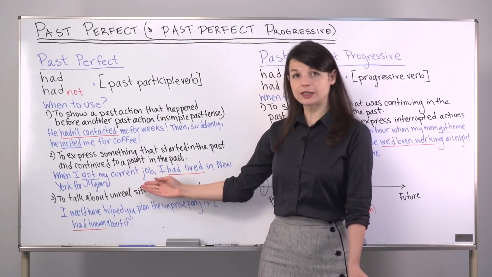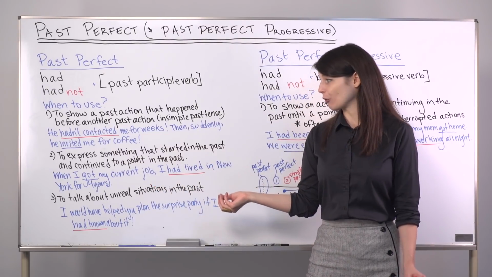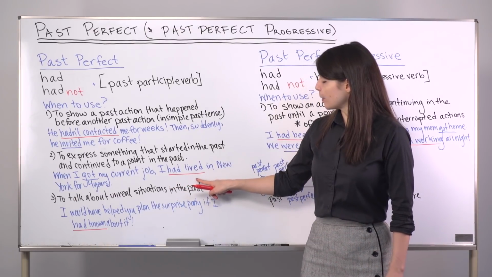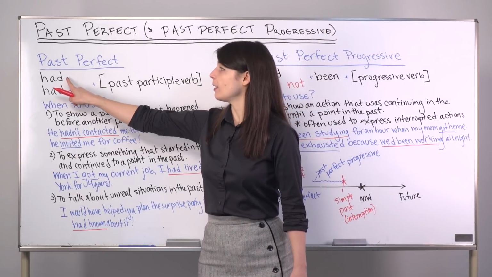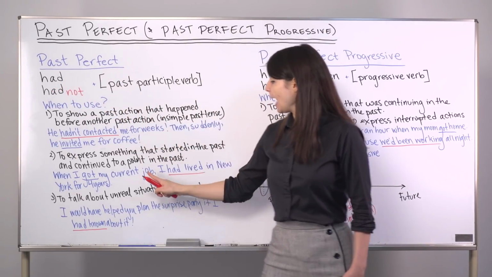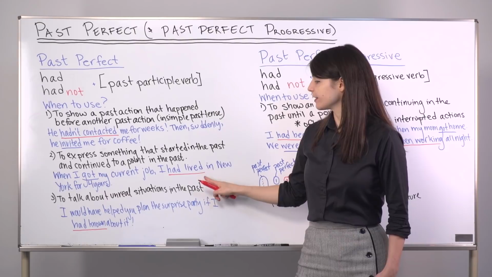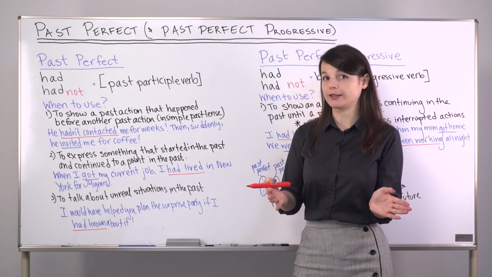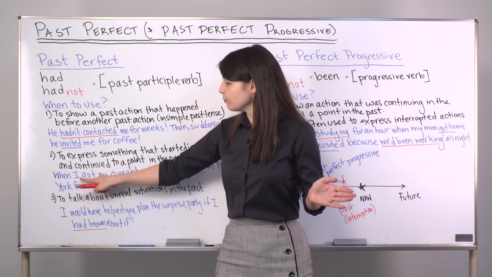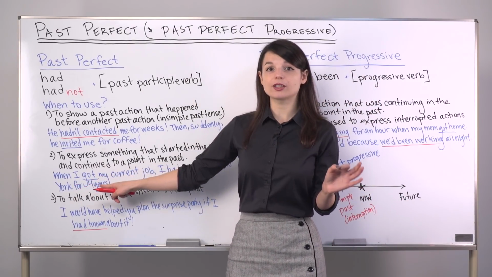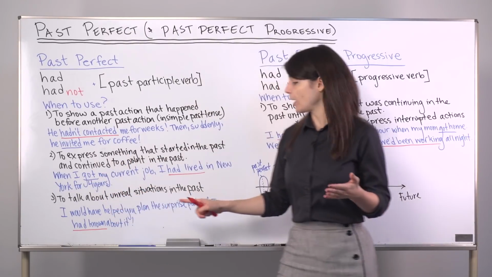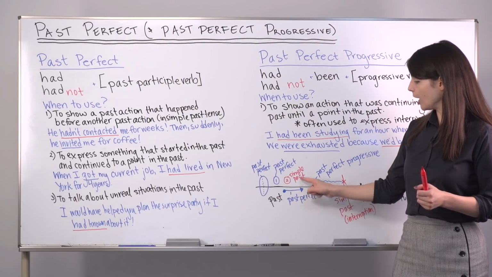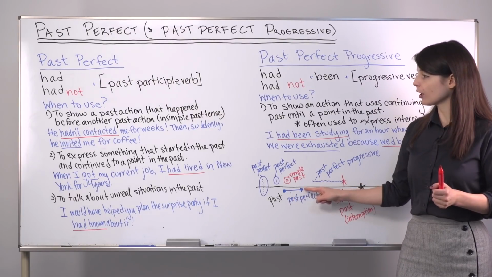When I got my current job, I had lived in New York for 4 years. So here we see again, had lived is our past perfect tense. In this case, I'm using the positive form, had and lived. I had lived in New York for 4 years. So this is my continuing action, the thing that began in the past and continued to a point in the past. So I have, again, simple past tense here. When I got my current job, this part shows us where this action kind of stops. So when I got my current job, I had lived in New York for 4 years.